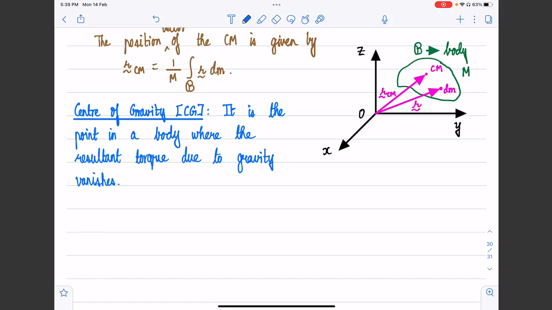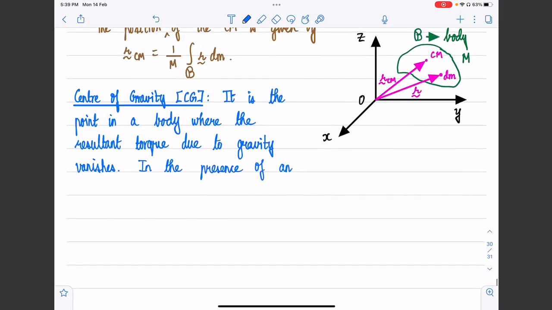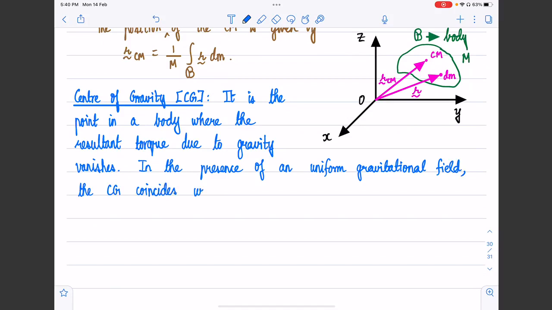It so turns out that when we have a uniform gravitational field, as we are going to have in our application, considering the distribution of gravitational field on Earth and also the size of vehicles under study, in the presence of a uniform gravitational field, the CG coincides with the center of mass.